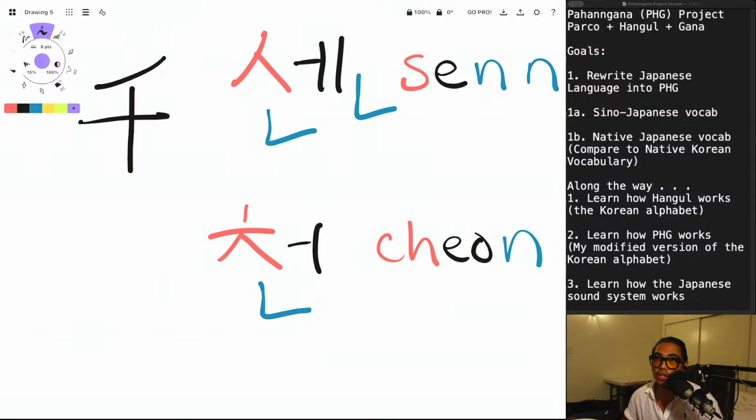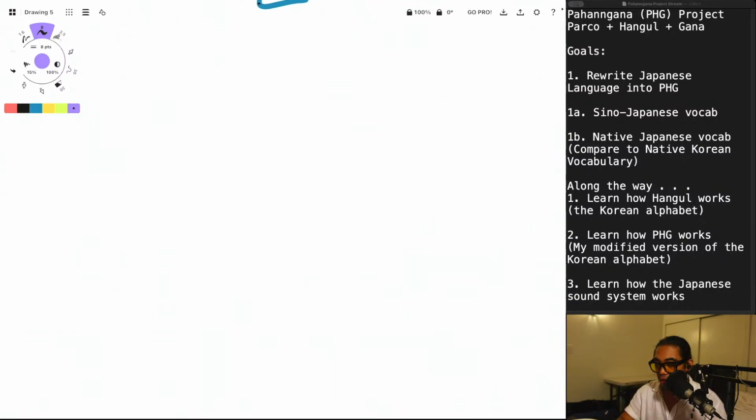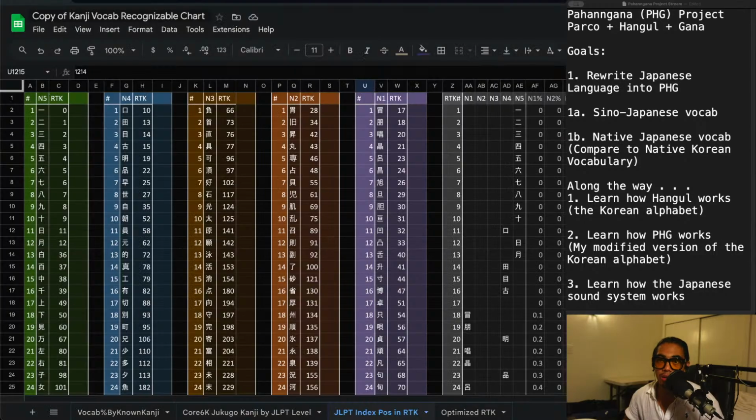So we're going to take a look at what kanji we're going to look at. We're going to be using a bunch of resources to verify. We're going to be doing basically comparative linguistics and just figuring out how to do this. So let's take a look. Let's hide the iPad for now, and let's look at the kanji that we got here.